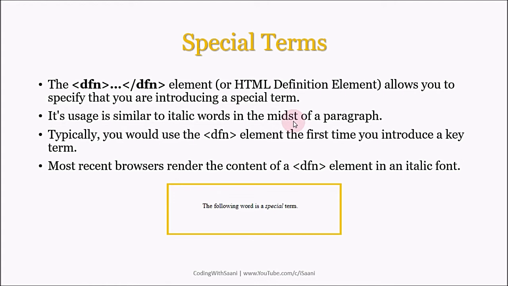use the HTML definition element, which allows you to introduce a special term inside your HTML document. It is similar to italic words, but this actually shows the user that you are introducing a new term or a special term inside your document. To use it, you have to use the DFN element inside your paragraph. So let me depict it with an example.